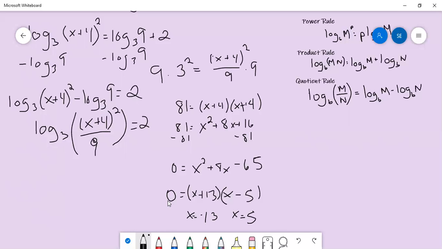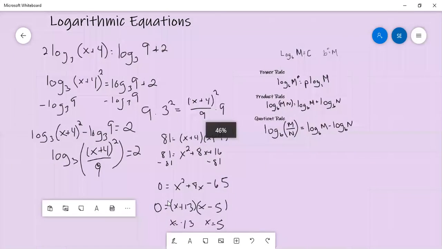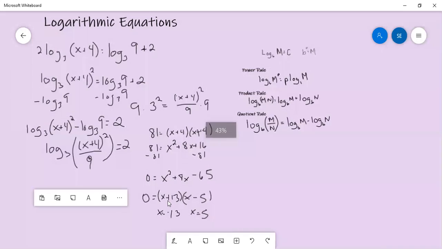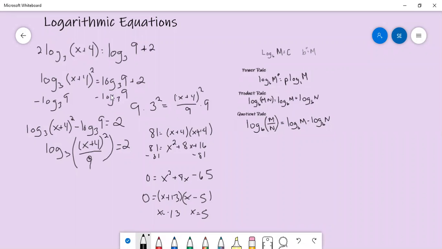Now, whenever we have a logarithmic equation, we always want to go back to the original equation and plug in our answer. We cannot take the log of a negative number. So if plugging any of these into our original equation gives us a negative number inside the log, then it's not a valid answer. So we plug negative 13 in here. We have log of x plus 4. Negative 13 plus 4 is negative 9. That will be a log of a negative number, so this is not a valid answer.